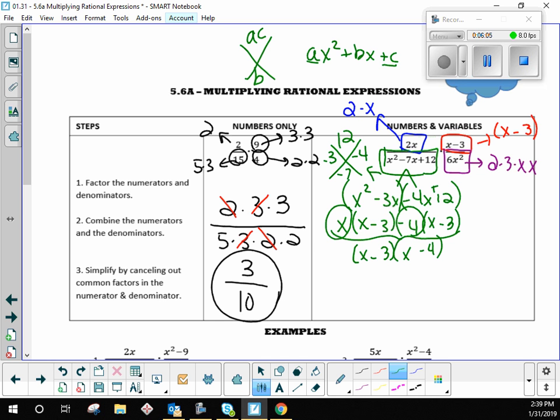So I know we started this problem like 6 years ago, but we're not done. All we did was factor the numerators and denominators. So that was just step 1. Step 2 now is to combine them together. So I'm going to make one big fraction bar.